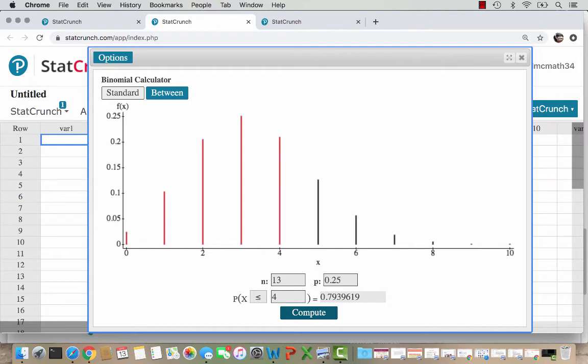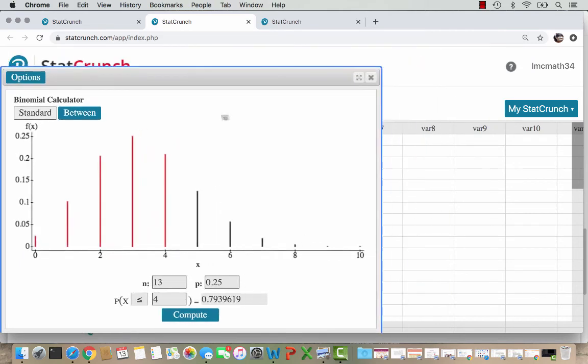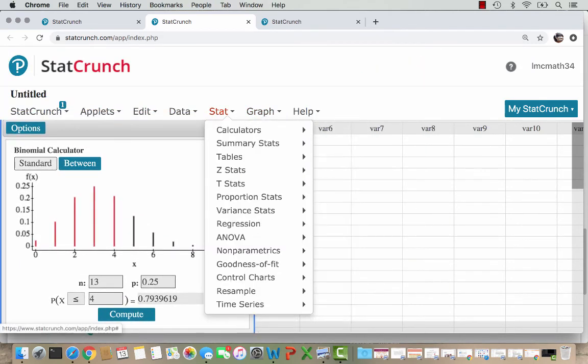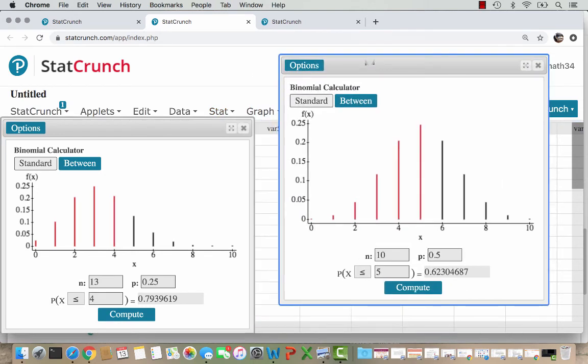Now notice, in this scenario, our distribution isn't quite so symmetric anymore. It's got a little bit of a tail off to the right. So depending on how big your sample is and what probability you're working with, the distribution can be skewed or it can look symmetric. It looked symmetric when we did the default. So if I go Stat Calculators, binomial, see here the binomial distribution looks symmetric when the probability is 0.5. But when we switch probabilities, we got a skew here.